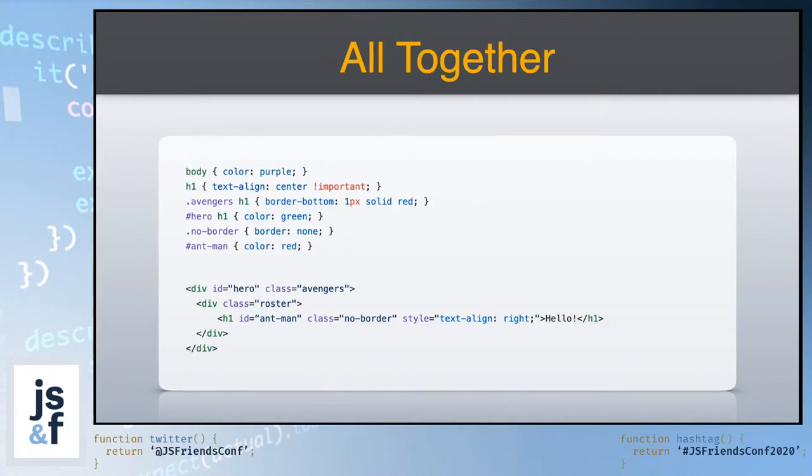In here, we have a body with the color of purple. That's not really causing an issue. But for some reason, we have decided that the heading 1 should have this important text-align center. More likely than not, a developer ran into a similar specificity issue, gave up, marked it as important, and decided they'd fix it later when they had time. And spoiler alert, you never have time.